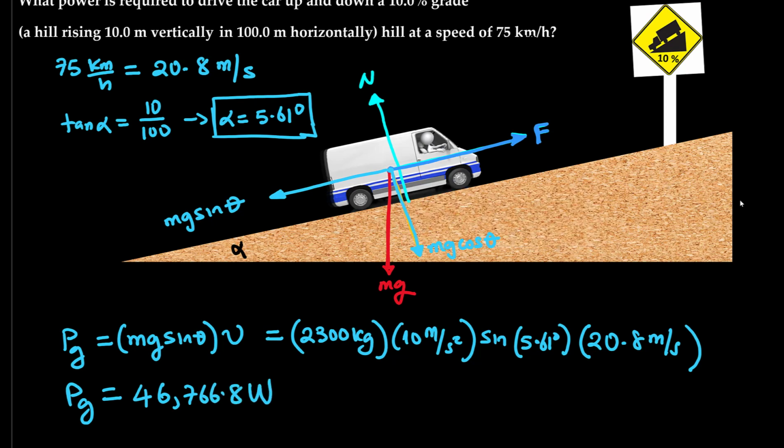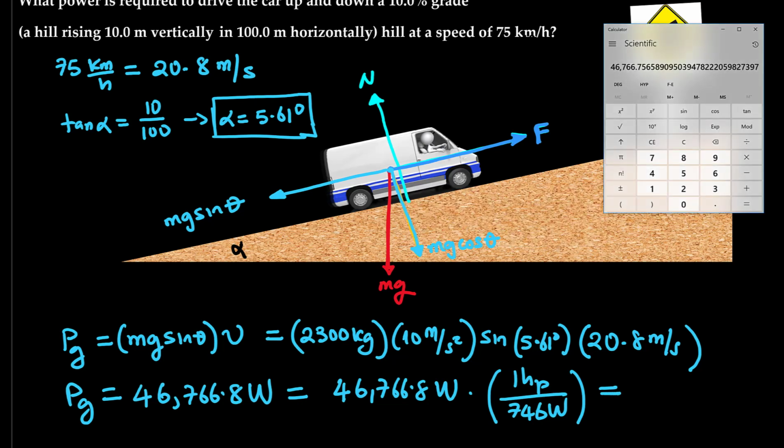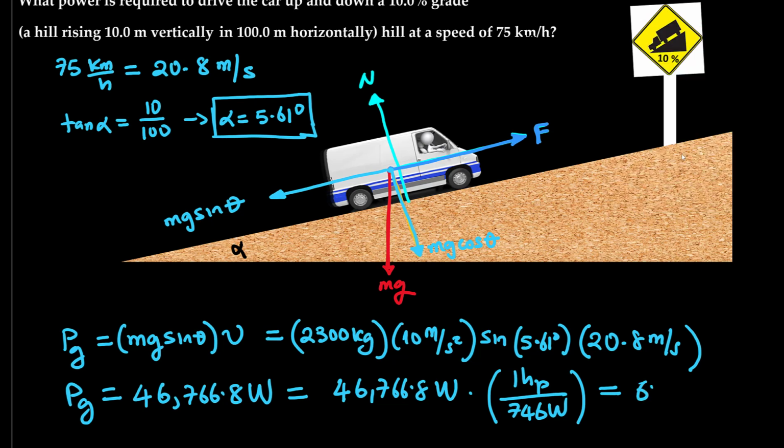46,766.8 watts. Now remember that automotive power is given in horsepower, so this is equivalent to 46,766.8 watts multiplied by 1 horsepower divided by 746 watts, which will be equal to 62.7 horsepower.